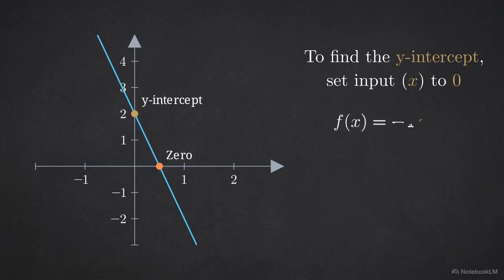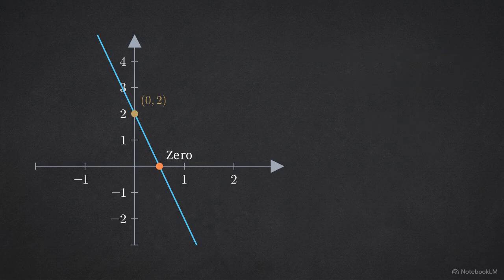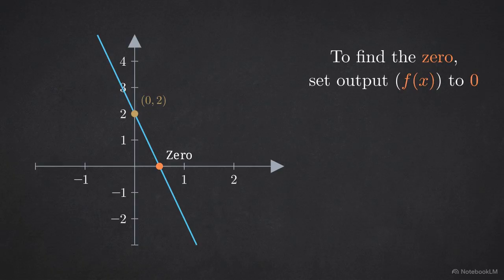To calculate the y-intercept algebraically, you set the input x to 0. For the function f of x equals negative 4x plus 2, plugging in 0 eliminates the x term, leaving an output of 2. Your y-intercept is the point 0, 2.